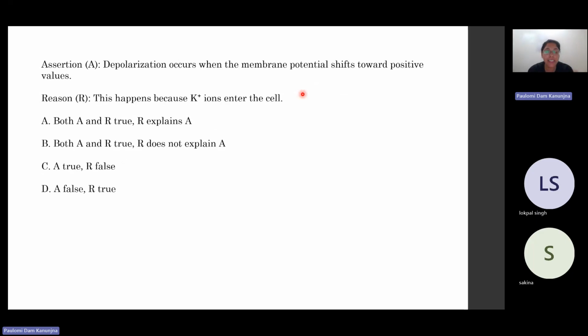Okay. Next one. Depolarization occurs when the membrane potential shifts towards positive values. This happens because K plus enters the cell. These are all easy questions, but yes.